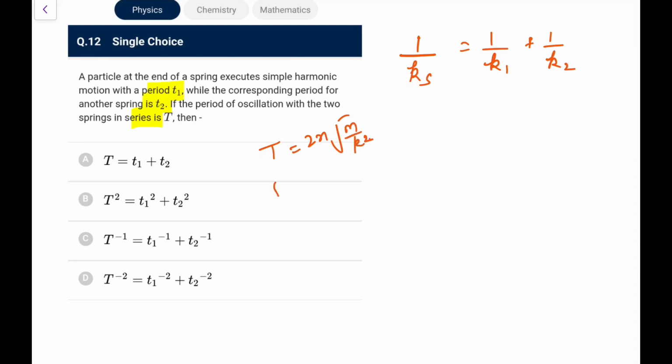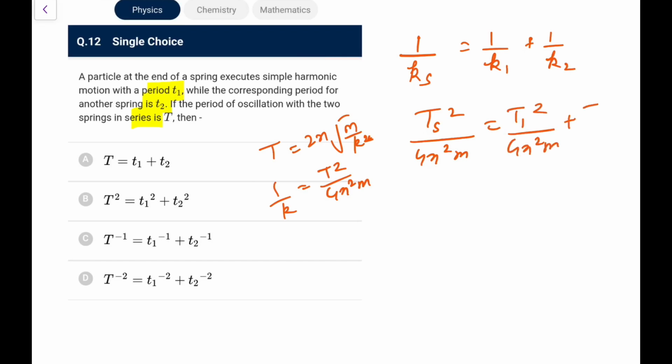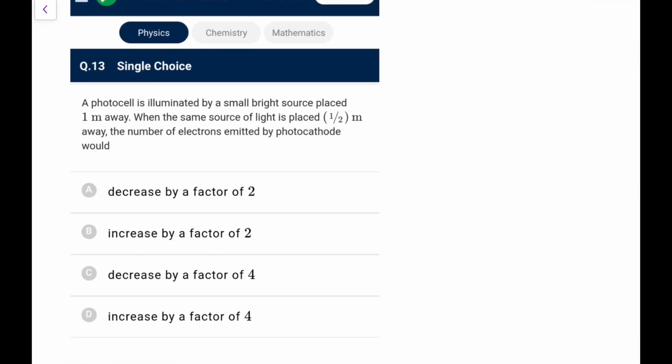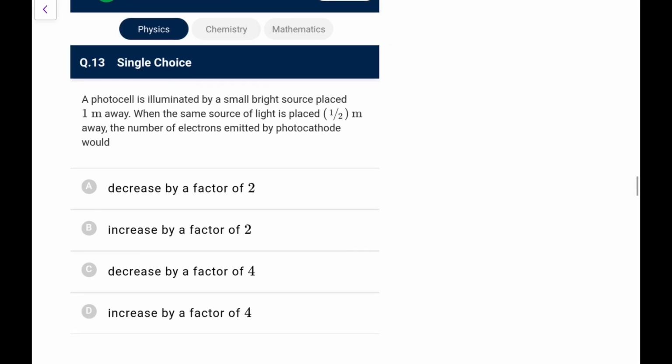So what I can write, 1 by k can be written as T square upon 4 pi square m. So what I can say, T square upon 4 pi square m would be equal to T1 square upon 4 pi square m plus T2 square upon 4 pi square m, because the mass is the same. This goes, this goes, this goes. You will have this answer B. And in parallel, you have 1 upon Tp square is 1 upon T1 square plus 1 upon T2 square. This is a very general concept, came in exams many times.